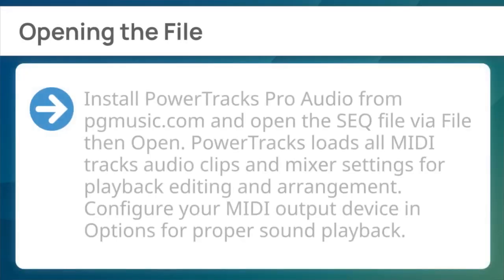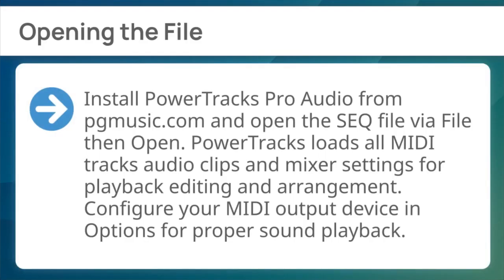First, opening the file. Install PowerTracks Pro Audio from pgmusic.com and open the SEQ file via File, then Open. PowerTracks loads all MIDI tracks, audio clips, and mixer settings for playback, editing, and arrangement. Configure your MIDI output device in Options for proper sound playback.